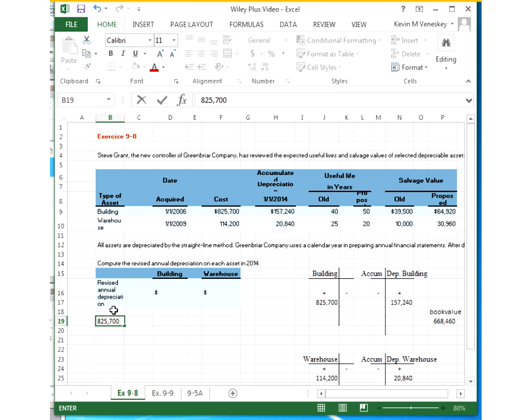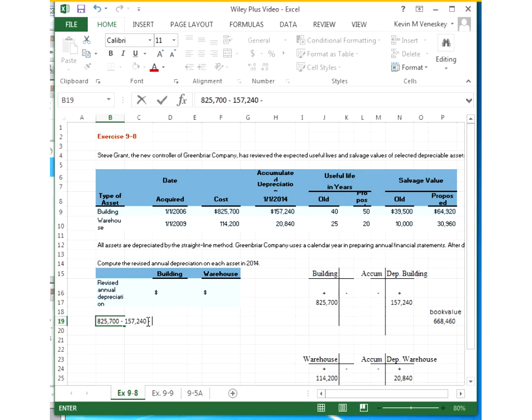No estimate there. And what we want to do also is basically take our book value. So just to spell that out here, remember we take our cost minus our accumulated depreciation. And we want to take that out because I don't want to depreciate the whole $825,700 again. I've already depreciated a piece of that, the $157,240 of it. So therefore, I'm going to remove that piece because, again, I don't want to redepreciate it.